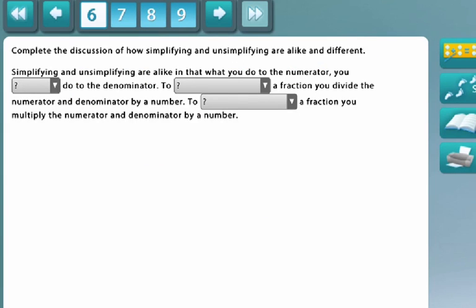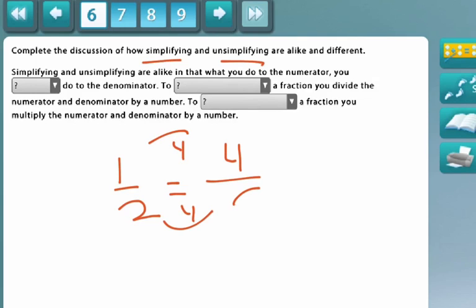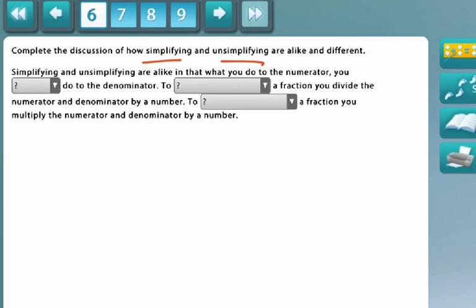Most important part of problem number 6, they're asking you to think about what it means to simplify something or unsimplify something. To simplify something means to put it into lesser terms or easier terms to understand. To unsimplify something is to complicate it. For example, if you have 1/2 and that's a very simple fraction. If you want to unsimplify that, you multiply that by, let's say, 4 and 4, and you end up with 4 out of 8. So that is a more complicated fraction than 1/2. So simplifying and unsimplifying are alike in that what you do to the numerator you also have to do to the denominator, because what you do to the top you do to the bottom.